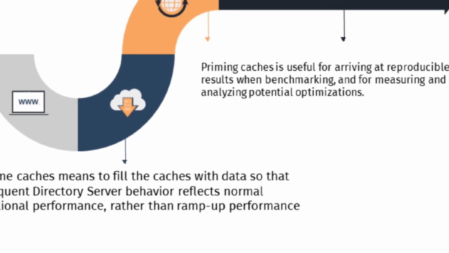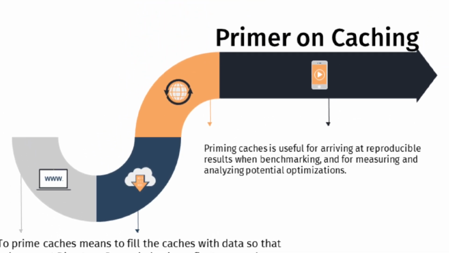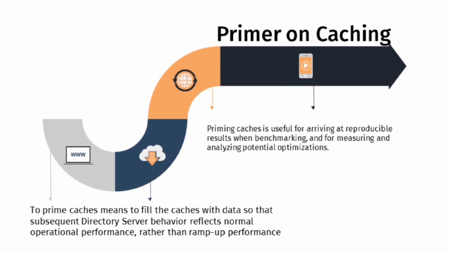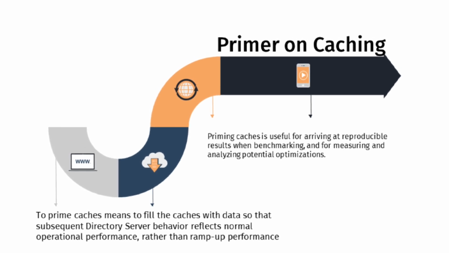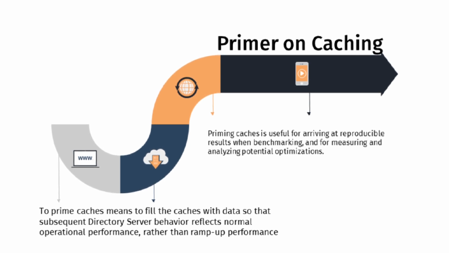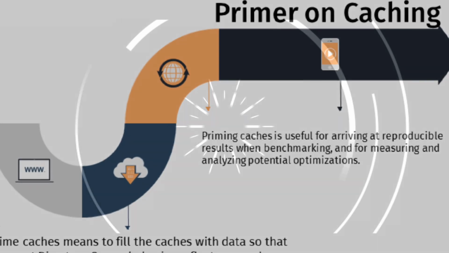Have you heard about cache? It is a smaller, faster memory located close to a processor core, which stores copies of the data from frequently used main memory locations. So, how does priming a cache work? To prime a cache means to fill the cache with data so that the subsequent behavior reflects normal operational performance rather than the ramp-up performance. Also, priming the cache is useful for arriving at reproducible results when benchmarking and for measuring and analyzing potential optimizations.